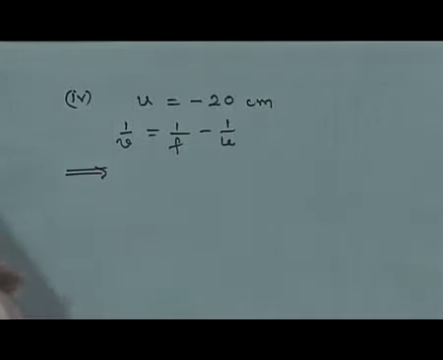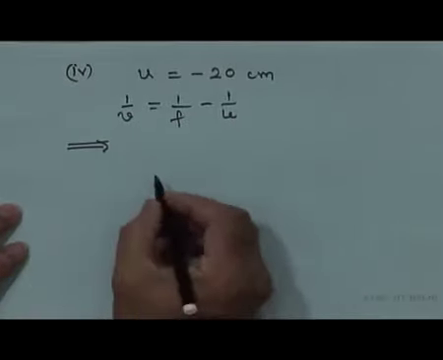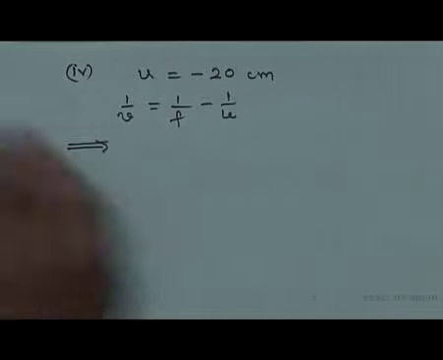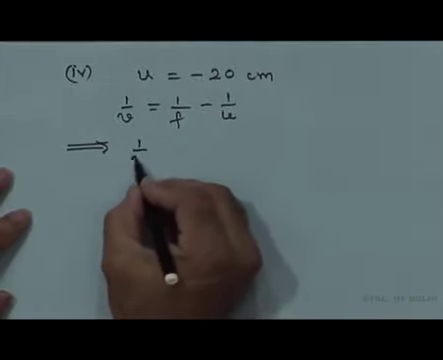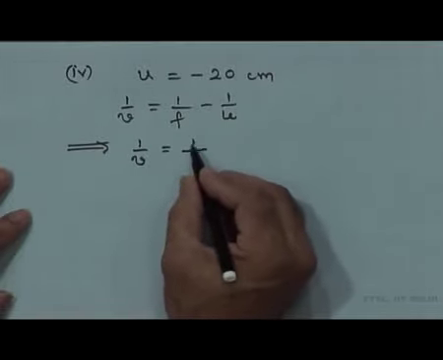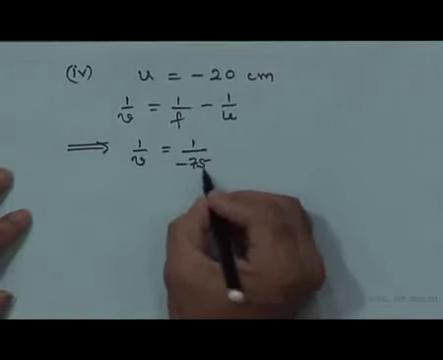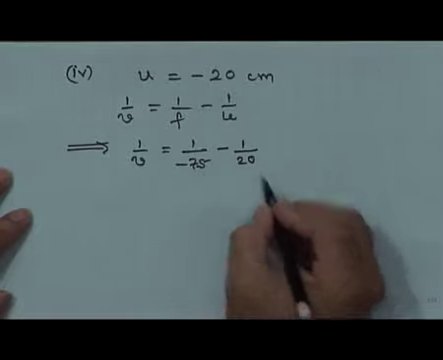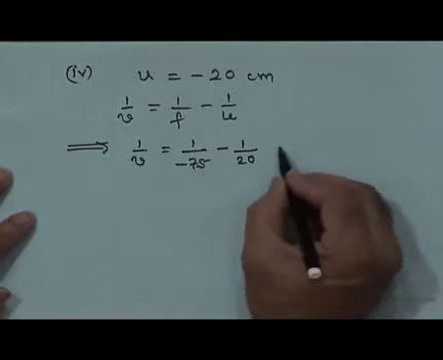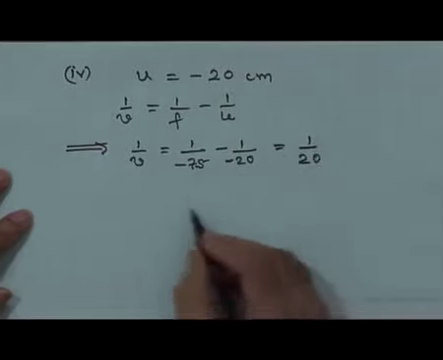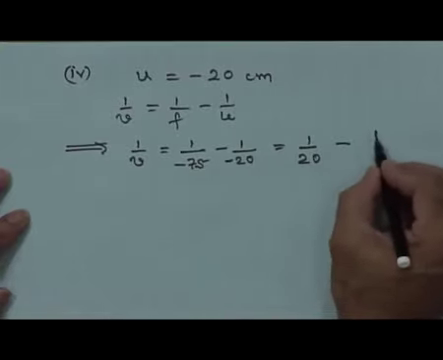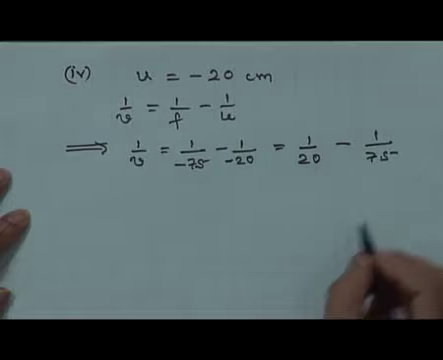v is equal to, let me see, let me check whether I have the answer. All right, it does not matter, we can find it out immediately. So, 1 over v is equal to 1 over f, minus 7.5, minus 1 over 20 for u equal to minus 20, which is equal to 1 by 20 minus 1 by 7.5 here.